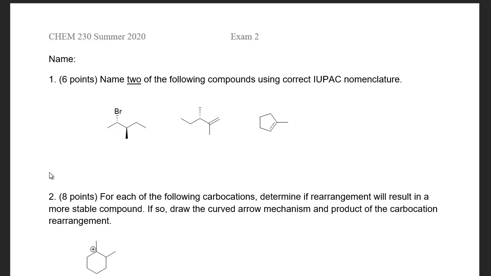All right, for the answer key for exam 2, on the first question, we're asked to name 2 of the following compounds using IUPAC nomenclature. For the first compound here, we have 1, 2, 3, 4, 5 carbons in our carbon chain. So this is going to be a pentane, and we have bromine at the 2 position and methyl at the 3 position. And we have 2 stereocenters, one at the 3 position and one at the 2 position. So I'm going to go ahead and assess these stereocenters.